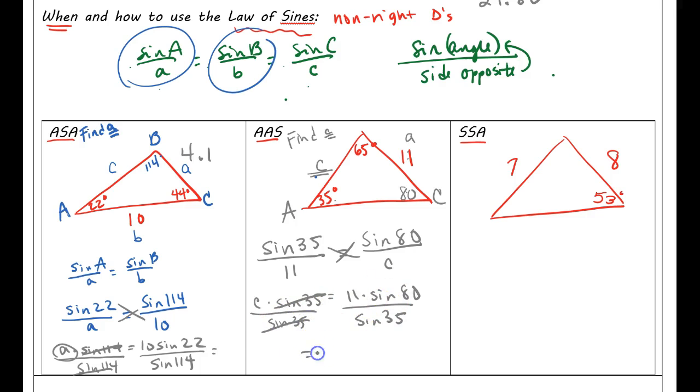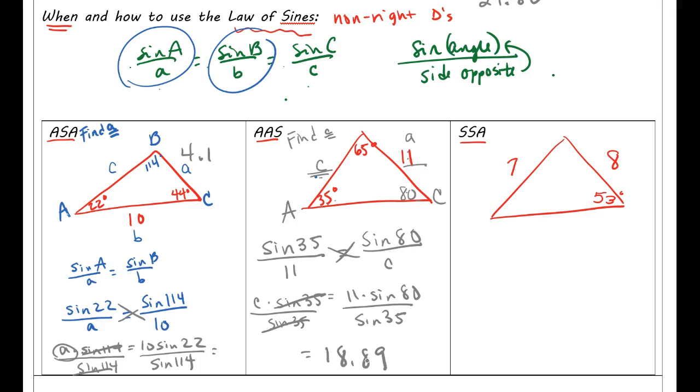And I'm going to type that in and get an answer. So give me just a second to type that in. 11 sine 80 divided by sine of 35. I'm getting 18.89. And that does make sense actually, because the smallest angle is always across from the smallest side, and the biggest angle is always across from the biggest side. So that makes sense for this problem.